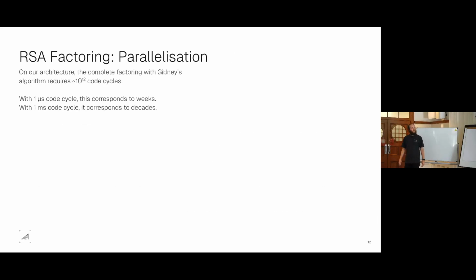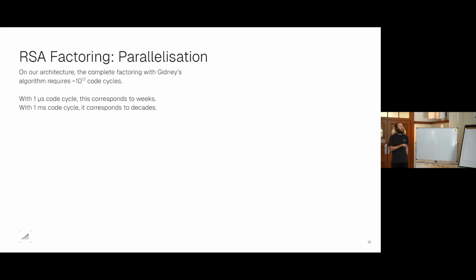But I don't want to finish there, because it would be dishonest to present the physical qubits without commenting on the runtime. It would be meaningless to give a number of physical qubits if this factoring is going to take years or decades. So I want to get into how you can actually do this feasibly on different hardware platforms with different parameters. When you apply Gidney's algorithm and compile it to our architecture, you need something on the order of 10 to the 12 code cycles. If you have microsecond code cycle times, that comes out to weeks. But if you have millisecond code cycle times, it becomes completely infeasible, and we're getting into decades.